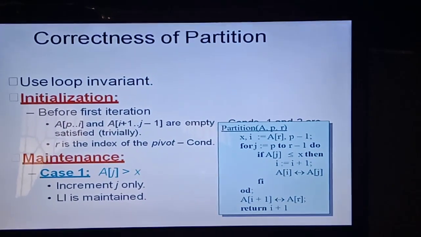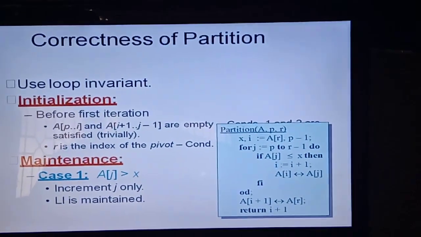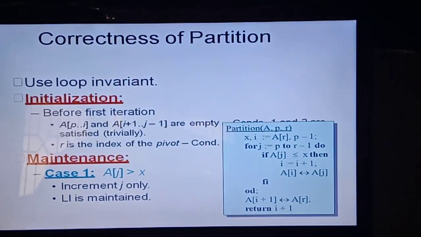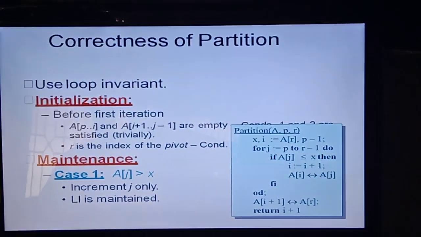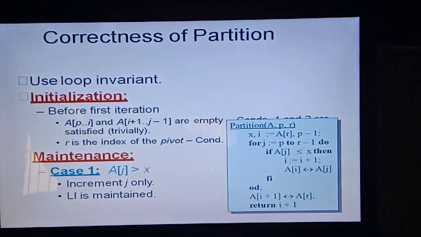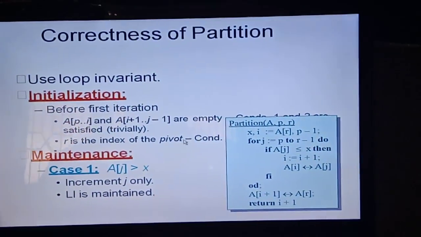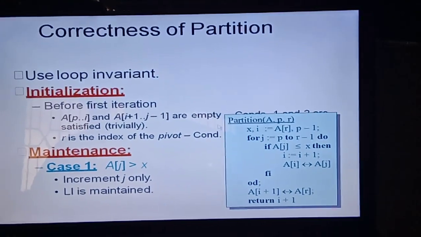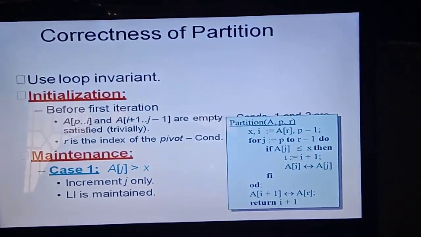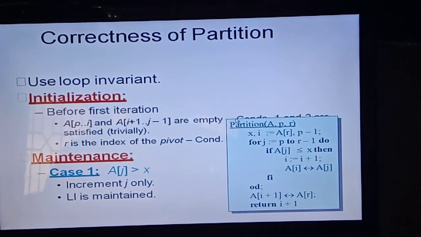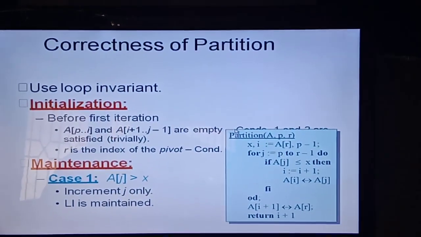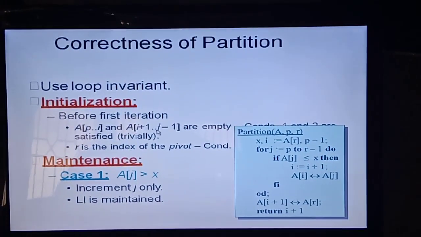Correctness of partition. Use the loop invariant. Initialization, before the first iteration. Invariant means a condition which is static. A[p to i] and A[i+1 to j-1] are empty, so conditions 1 and 2 are satisfied trivially. r is the index of the pivot element.